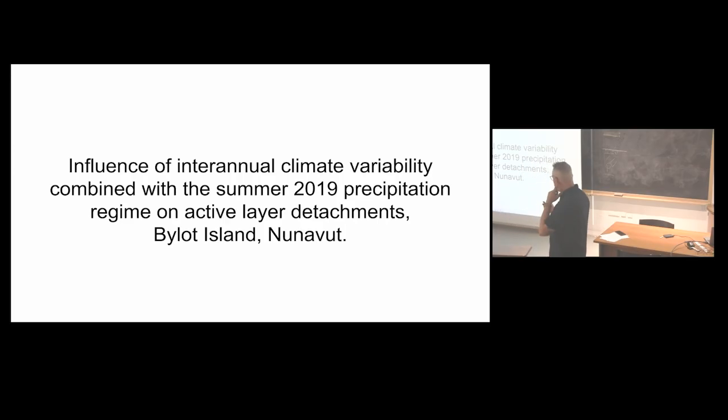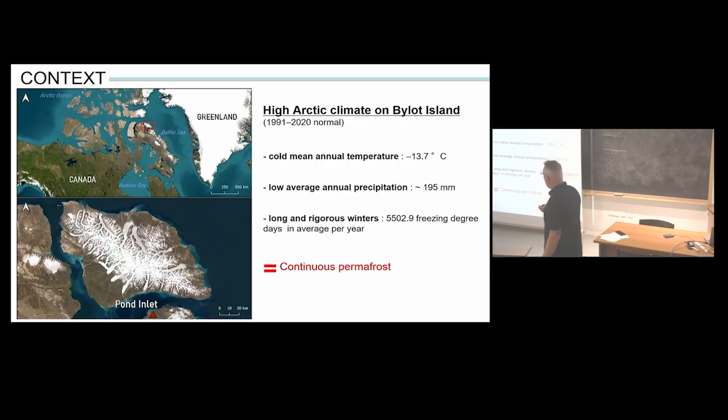So I want to give an example here from the summer 2019 in Nunavut. We arrived for a totally different project. So this is Greenland, Baffin, Bylot Island, Arctic Cordillera. This is Bylot Island, and we work in this area here. So it's cold, -14, precipitation around 200 millimeters a year, and you have long and rigorous winters, so about 50, 100 degrees of freezing.